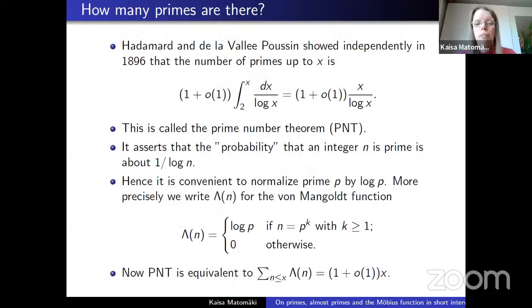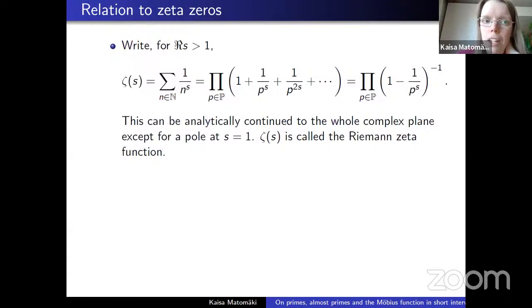And the reason that we rather study this von Mangoldt function than the characteristic function of the primes is that it's nicely related to the Riemann zeta function, as I will next explain. So let me define the Riemann zeta function. For a complex number s whose real part is greater than 1, we define the Riemann zeta function by a simple series, the sum of 1 over n^s.